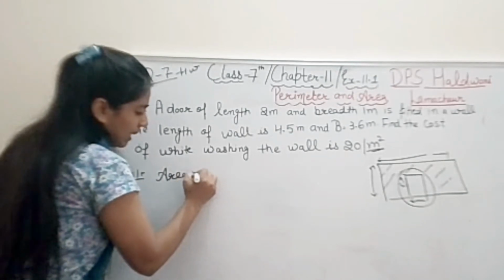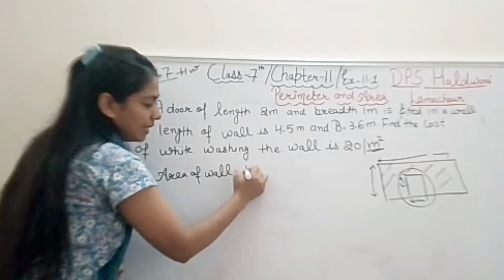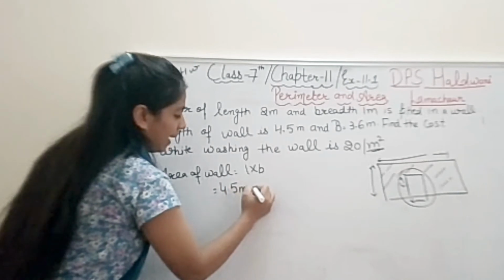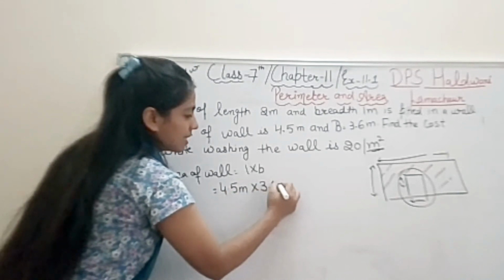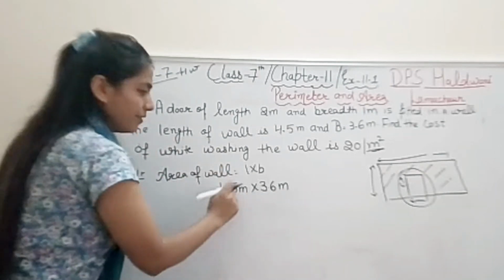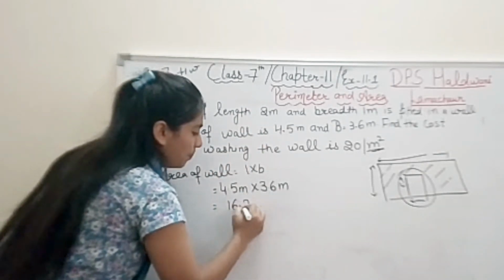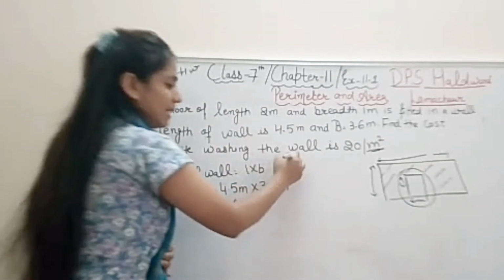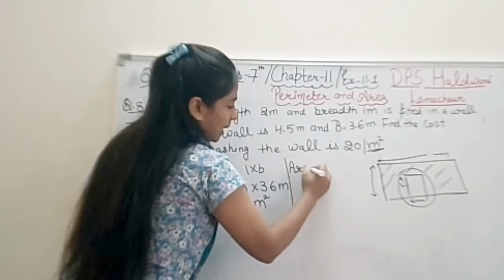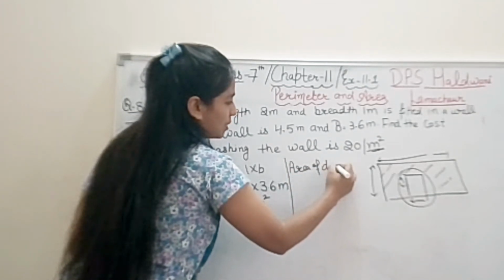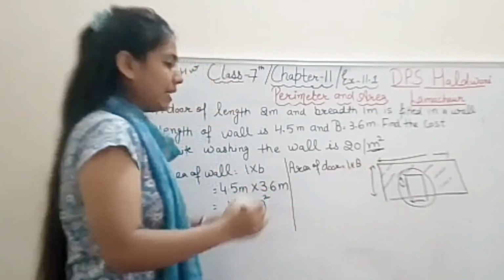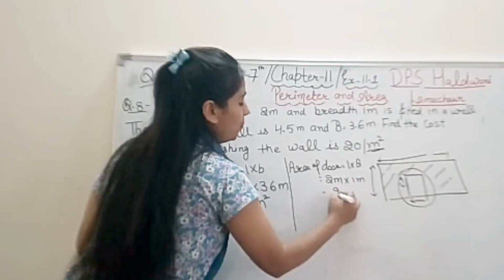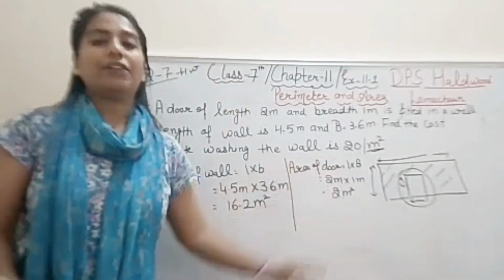Area of wall. Area of wall is rectangular, so that is L into B. L of the wall is 4.5 meter and the breadth is 3.6 meter. So the answer is 4.5 into 3.6, 16.2 meter square. This is the area of the wall. So what is the area of the door? Area of door is equal to length into breadth. Length is 2 meter and breadth is 1 meter. So that is 2 meter square for the area of door.